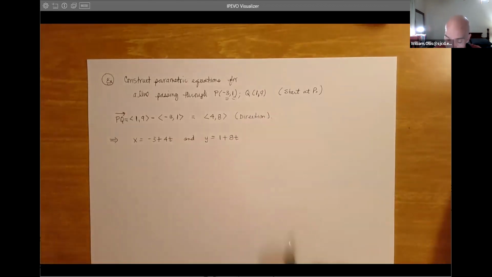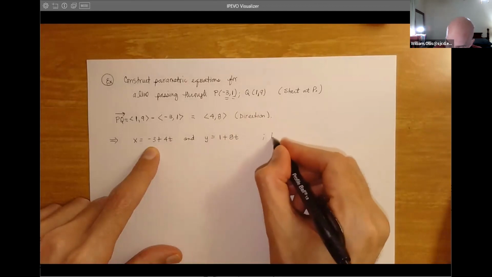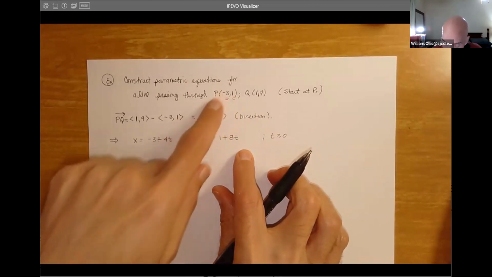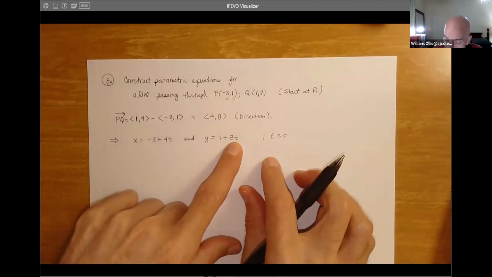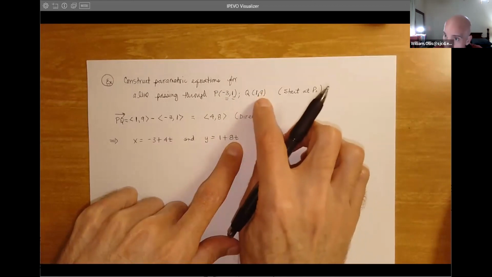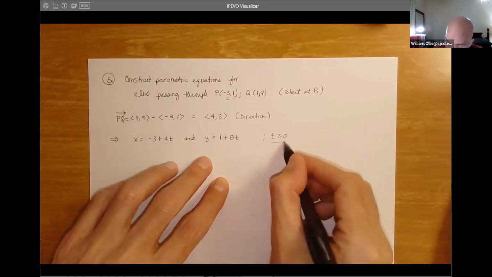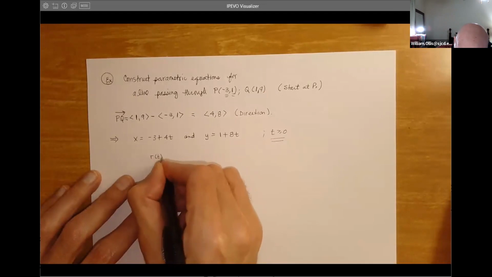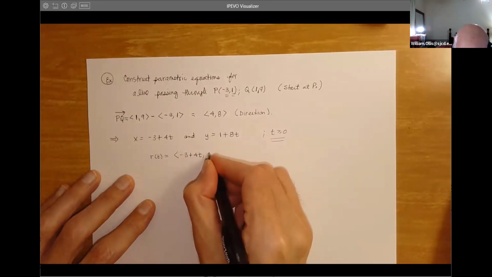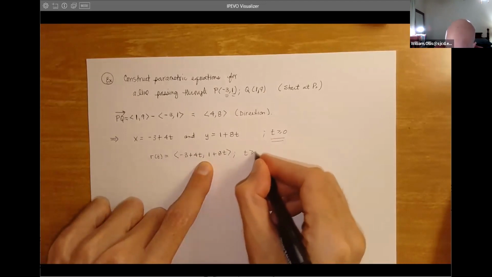You can do that. But now you can see here, t greater than or equal to 0, when t is 0, we get -3 and 1, so we're starting at P. And if we wanted to end at Q, we could just move to 1, and that'll give us these components. But if we just want to start at P and go on ad infinitum, this would be a nice parameterization with this value of the parameter. So we could say r of t equals negative 3 plus 4t, and then 1 plus 8t, written in terms of a vector equation, t greater than or equal to 0.